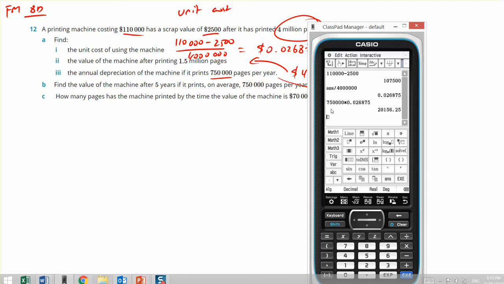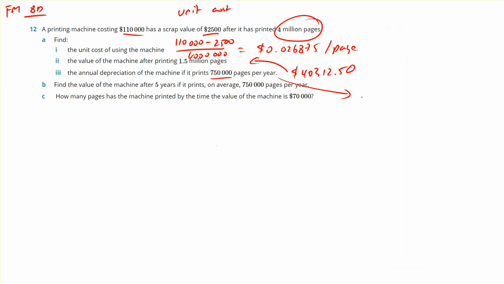750,000. So 20156.25 dollars. So it's losing that much per 750,000 pages, whereas the previous one was per 1.5 million.